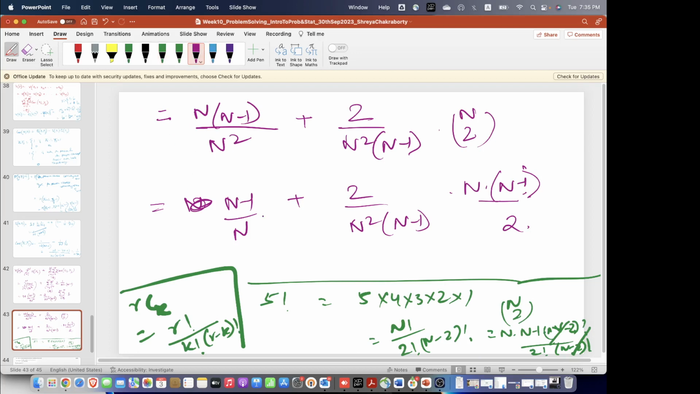Okay, so here n cancels, n minus 1 cancels. Here also we have n minus 1 by n, 2 is going to cancel, and n is going to cancel, and so plus 1 by n. Okay, so this would be n minus 1 plus 1, that is equal to n by n, that is equal to 1. Okay, this is the answer.